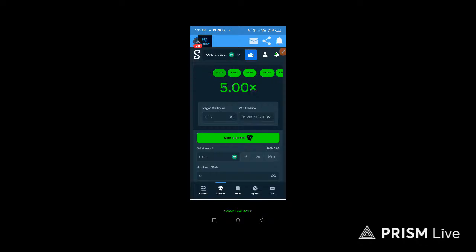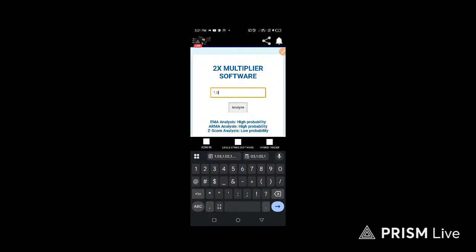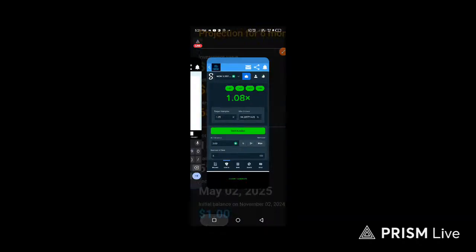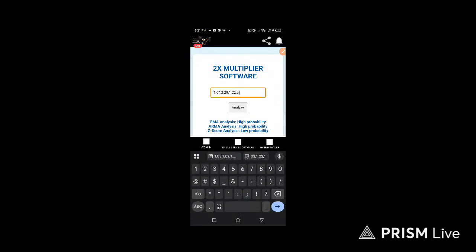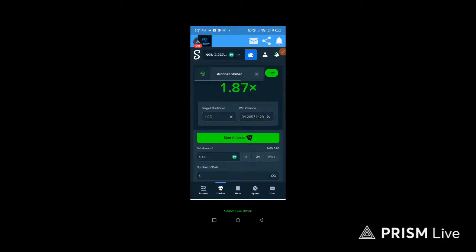Look at that massive multiplier, 3,985. So we have 1.04, 2.28, 1.22. 2.03, 1.08. It's not a strong signal, so we have to scrap it. We are not buying. We are not interested in buying that.